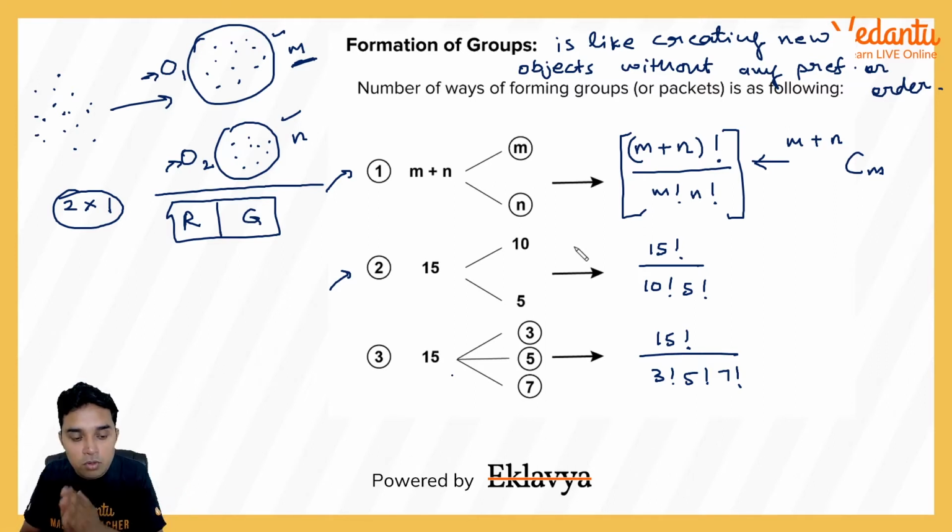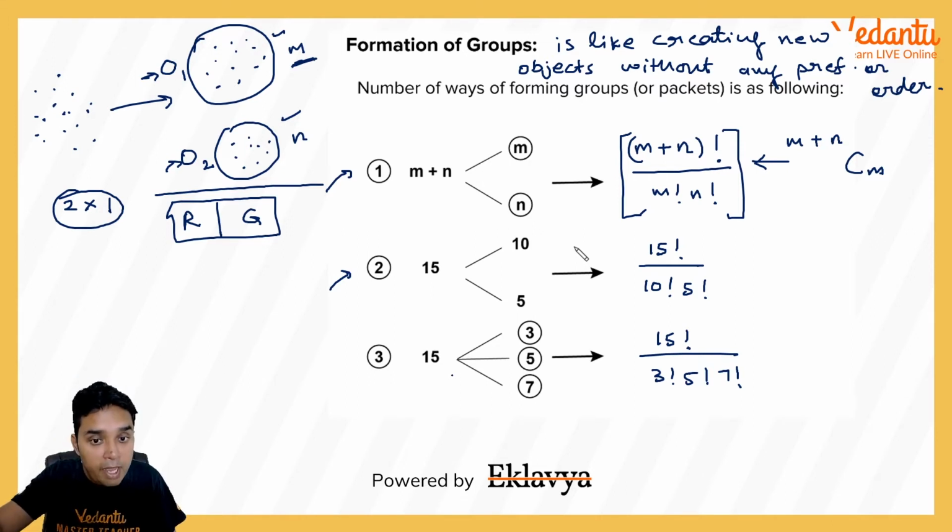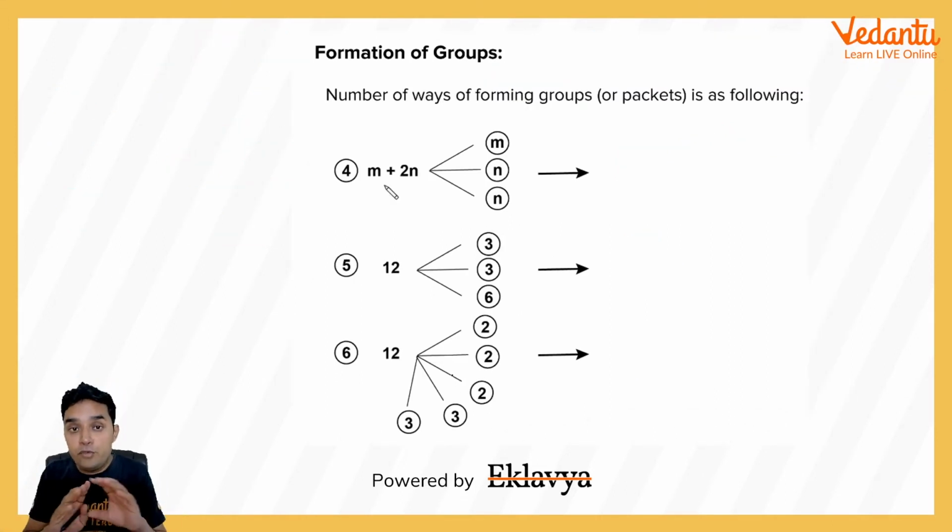You cannot call this first, this second, this third. We are just creating these 3 objects, and now whatever way you want to distribute them, you can do. Now why I am emphasizing this without any preference, I have to tell you one more important thing here.